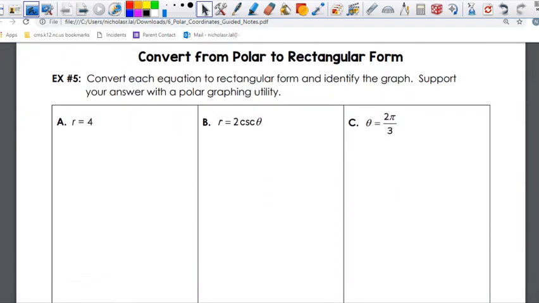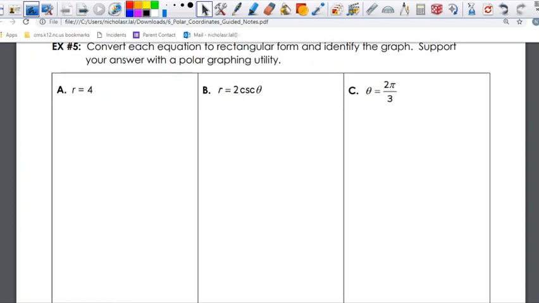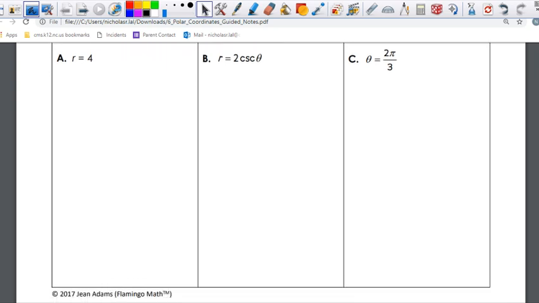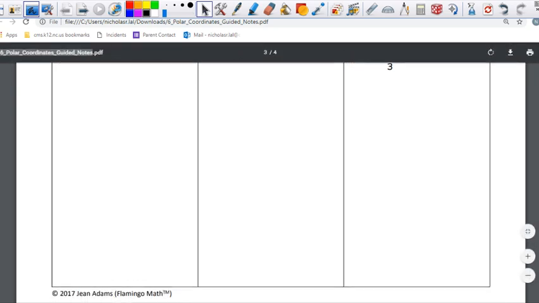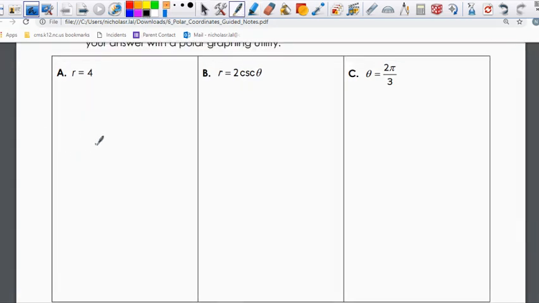Convert from polar to rectangular form. Convert each equation to rectangular form and identify the graph. Support your answer with a polar graphing utility. So here we have r is equal to 4. So r is equal to 4 is a circle in rectangular form. This is going to be a circle in rectangular form.